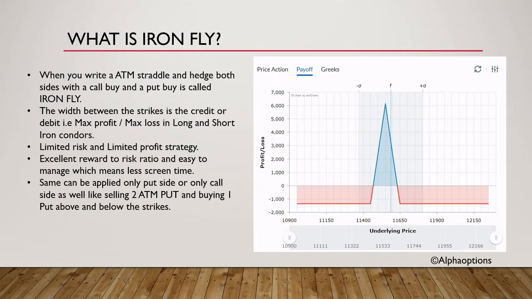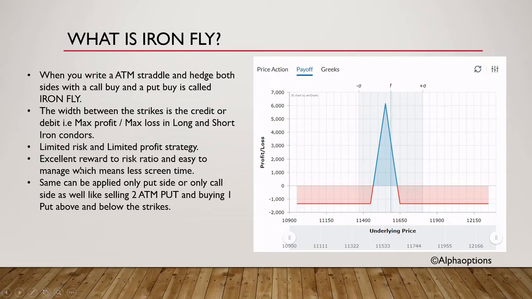As you have been following my videos, we have learned about iron condor, where we sell a call spread and a put spread and form an iron condor. Here we are going to sell an at the money straddle, which is this peak, you can see this. When you write an at the money straddle and hedge it on both sides, like you buy a call and you buy a put, this becomes an iron fly. This is very simple terminology. And the width you choose between the strikes, like one strike above or one strike below, or two strikes above or two strikes below, that is your definition of profit and risk.